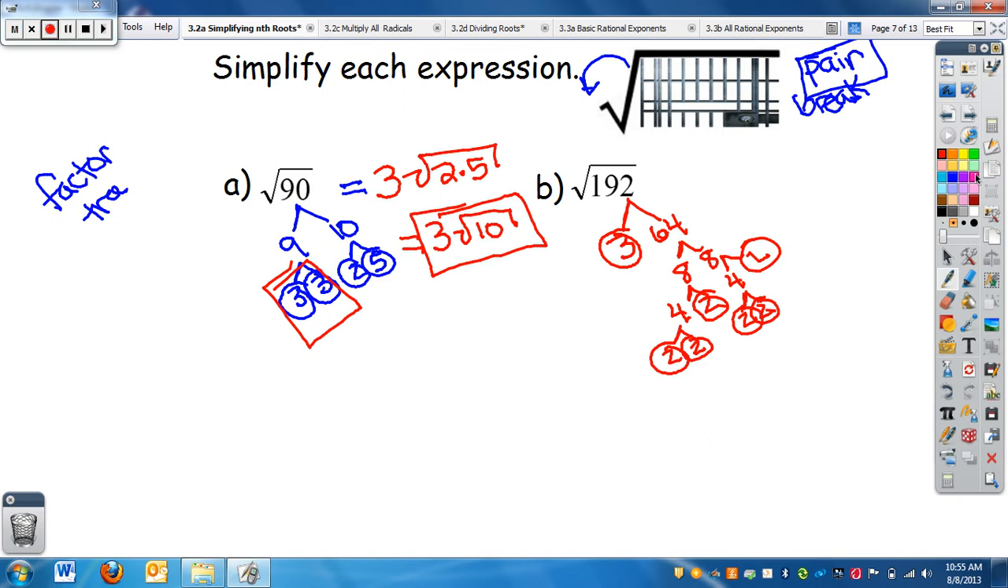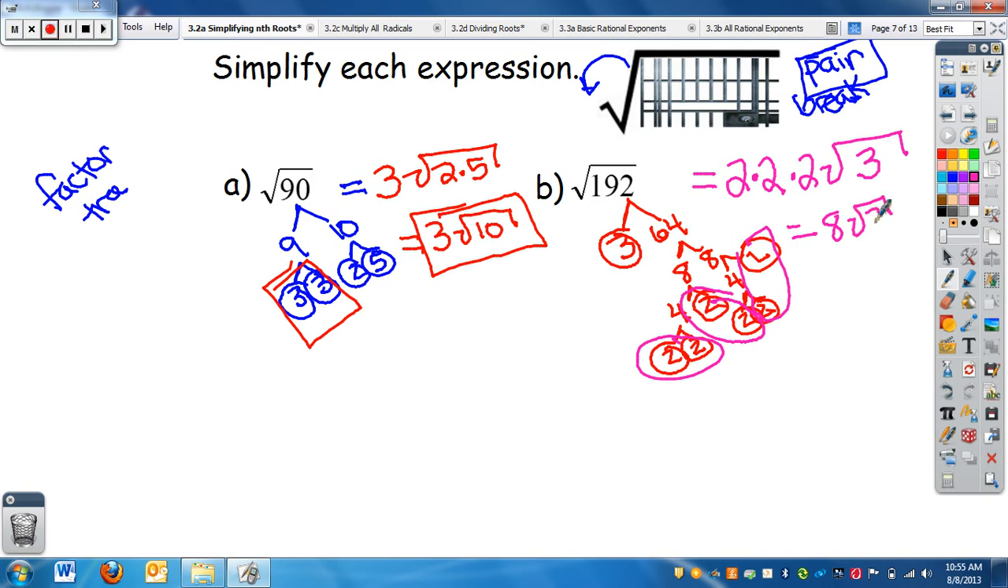Alright, so I need a pair to break outside. I have one pair of 2s. So one 2 gets to go outside, breaks out of jail. I have 2 pairs of 2. And then I have another one. So 3 2s get to go outside since there are 3 pairs of 2. The 3 does not have anyone to help it. So 3 has to stay inside the radical, or inside the jail. And then I multiply everything out. 2 times 2 times 2 on the outside, so that's 8 square root of 3.